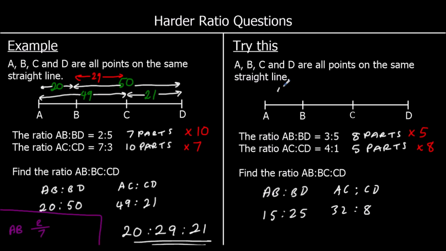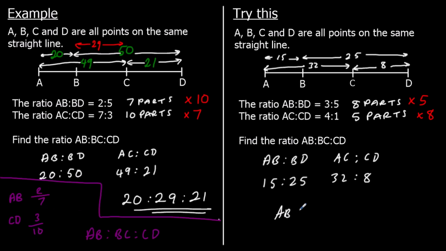So what do we have? AB is 15 parts, and the rest of it is 25 parts. And A to C is 32 parts, and C to D is 8 parts. So what's the ratio? A to B to C to D. A to B is 15 parts, and 32 take away 15 is 17. So B to C is 17 parts, and C to D is 8 parts. So that is our ratio.